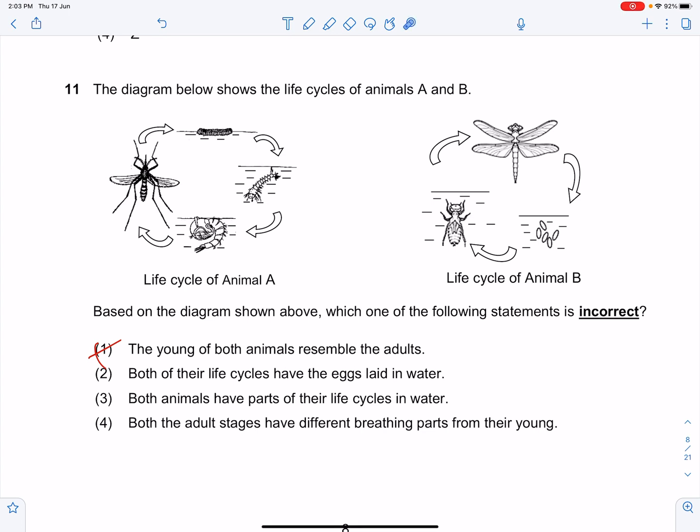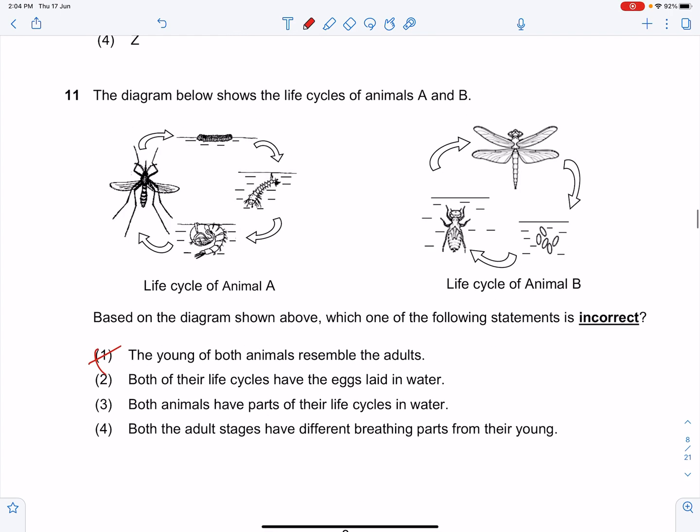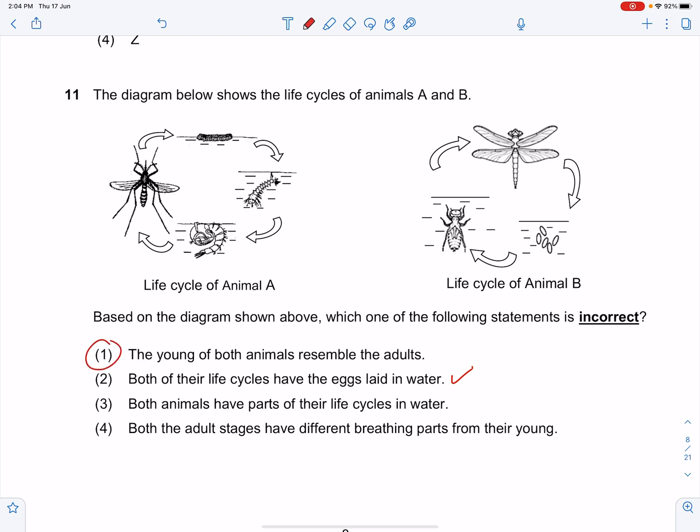Option 2, both their life cycles have eggs laid in water. Let's take a look at it. Is it true in this case? Well, yes. So go ahead and give yourself this tick. Because they're looking for the incorrect statement, this could most probably be the answer. I'm going to just circle this and make sure that the rest are wrong. Both animals have parts of their life cycles in water. This is correct as well.